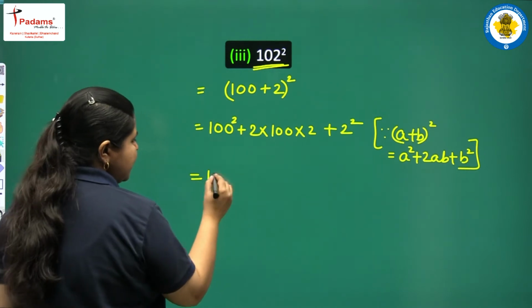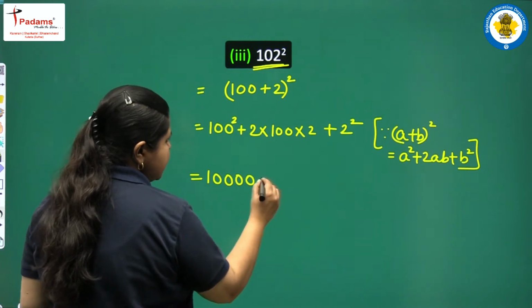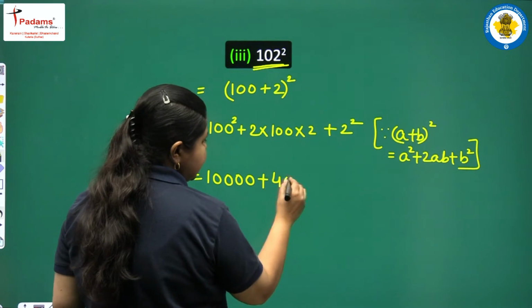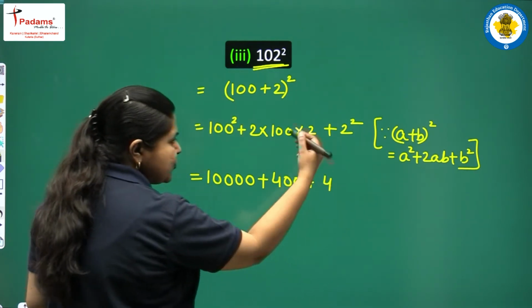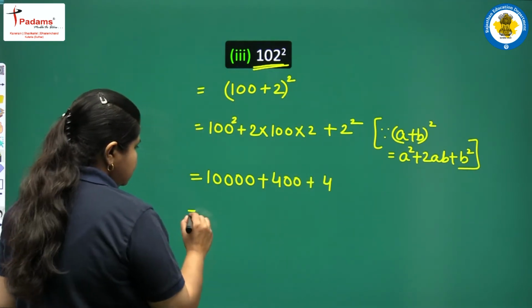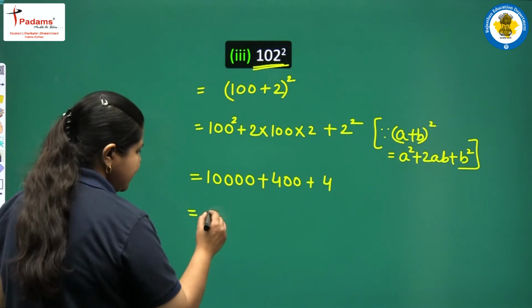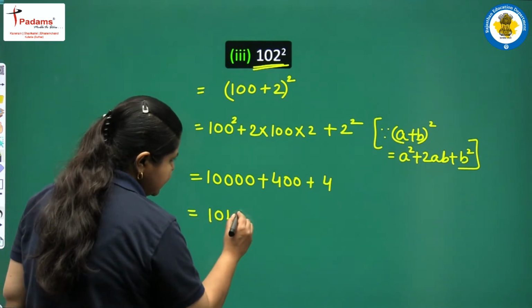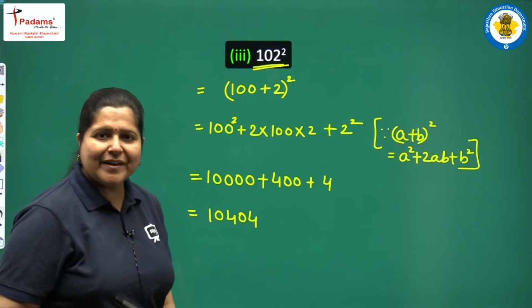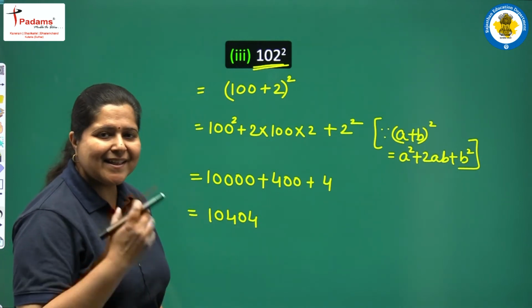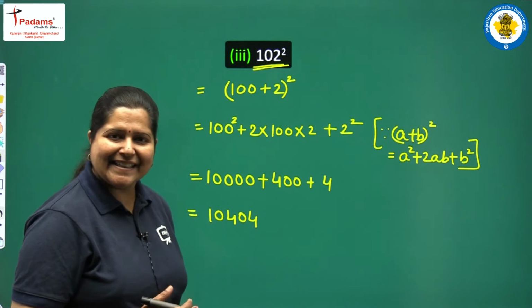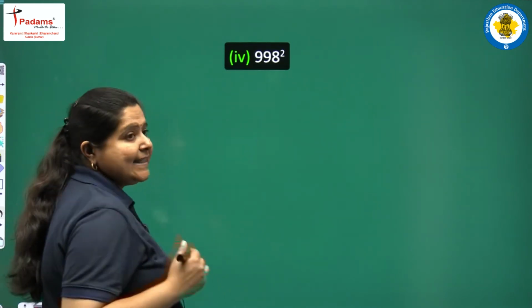Next here 100 square will be 10,000 with 4 zeros. 2 2s are 4 into 100, 400 and here we have 2 square which is 4. Now simply add these three numbers. This will be 10,404. So quickly we have got this answer just by using one identity. Next we have 998 square.